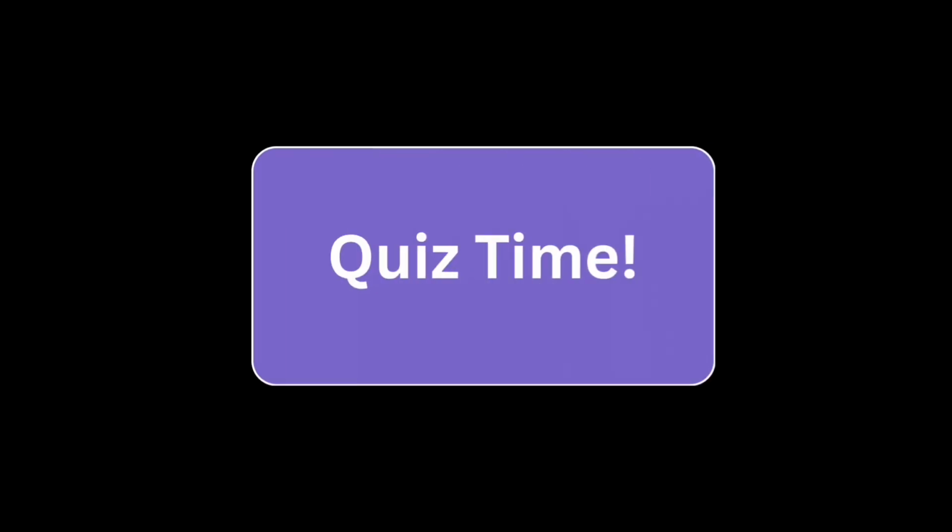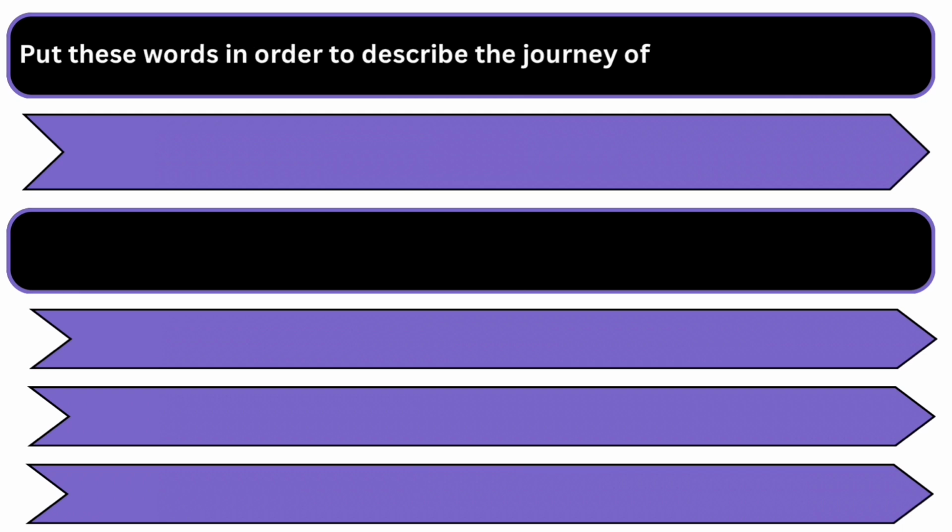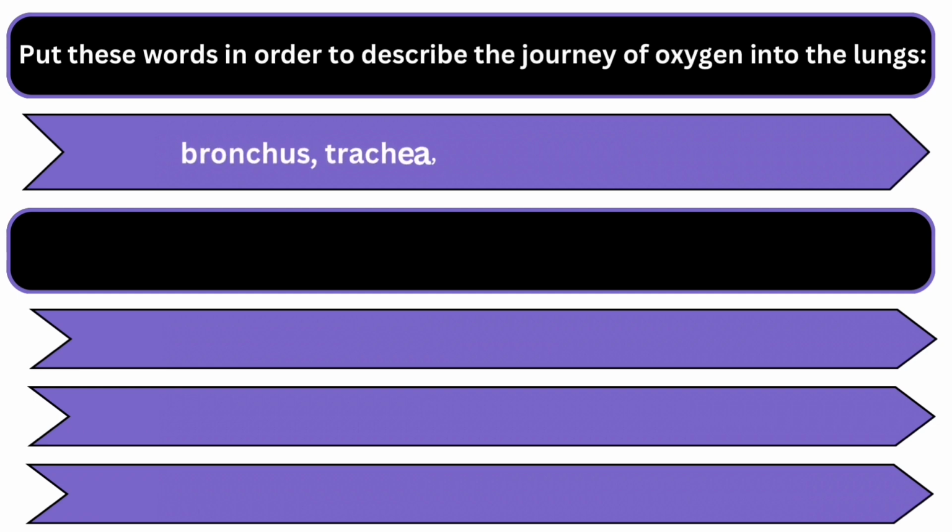I've made it a quiz so that you can test how much you've remembered and understood. So there are 4 different questions coming up. In the first question, you'll be given 4 different words. You need to put them in order to describe the journey of oxygen as it travels into the lungs. And those 4 words are bronchus, trachea, alveolus, and bronchiole.